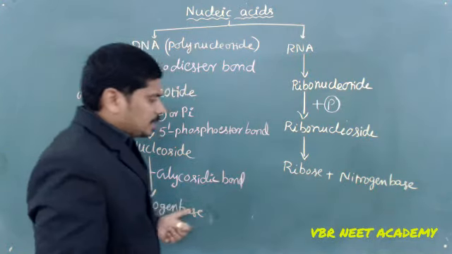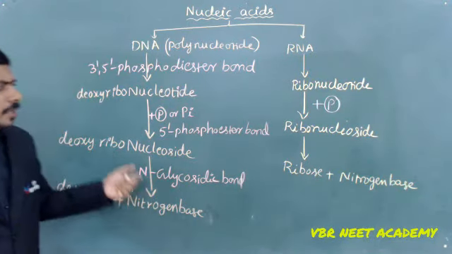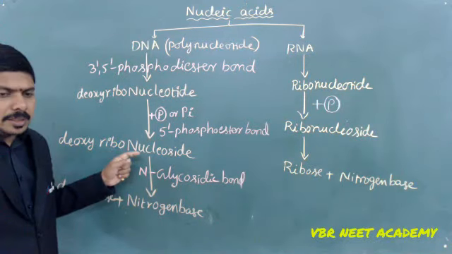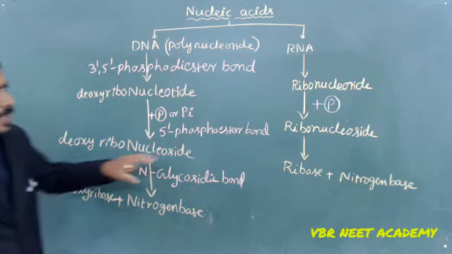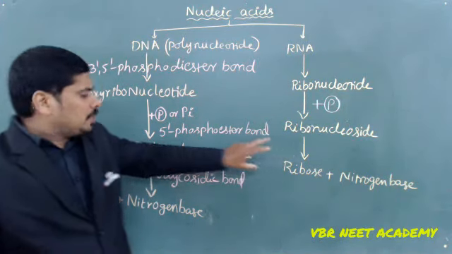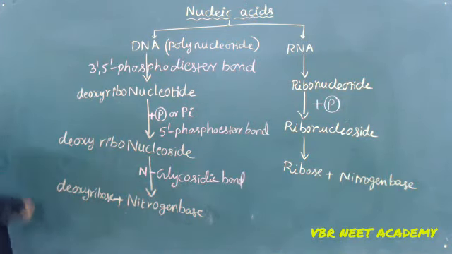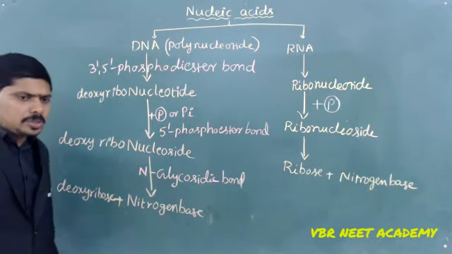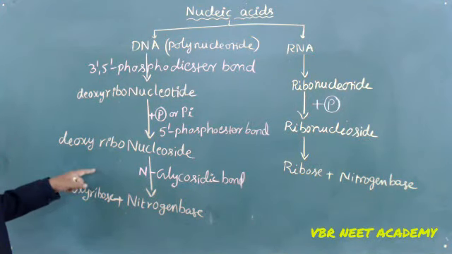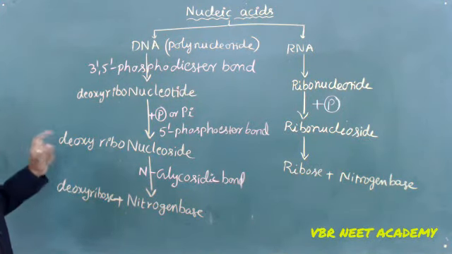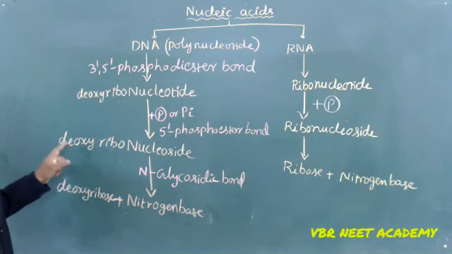In both the cases we are going to have the same thing as far as bonding is concerned. The main difference is that here I am going to have the ribose sugar, and here I am going to have deoxyribose sugar. That is the only difference in these two. That is the main difference. The remaining bonds and everything are the same. Understand? So this is about structural difference.